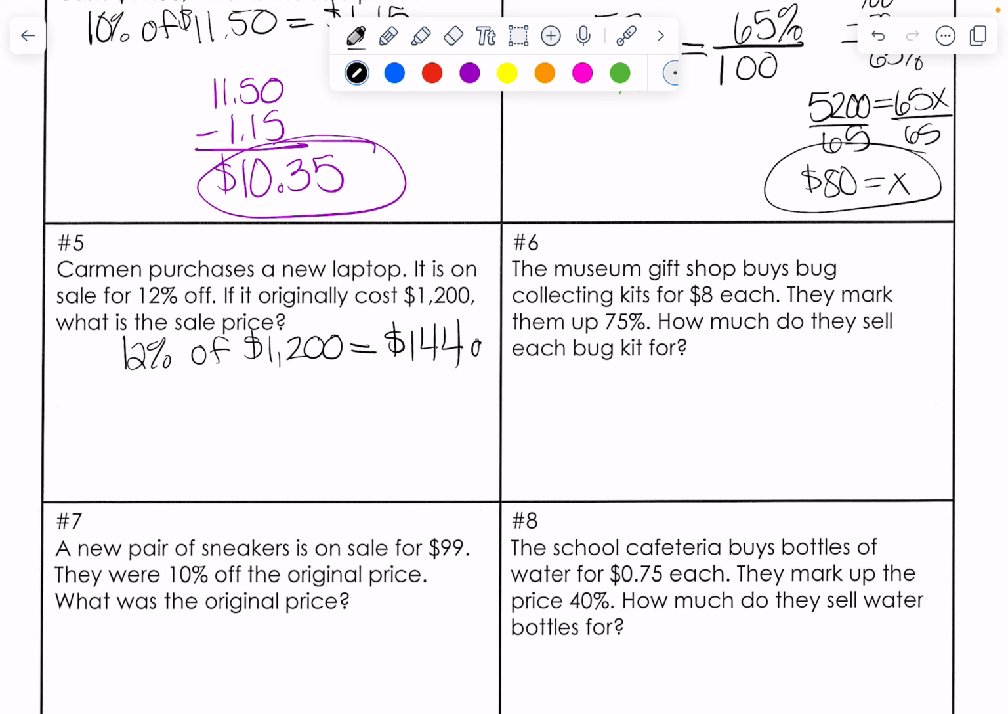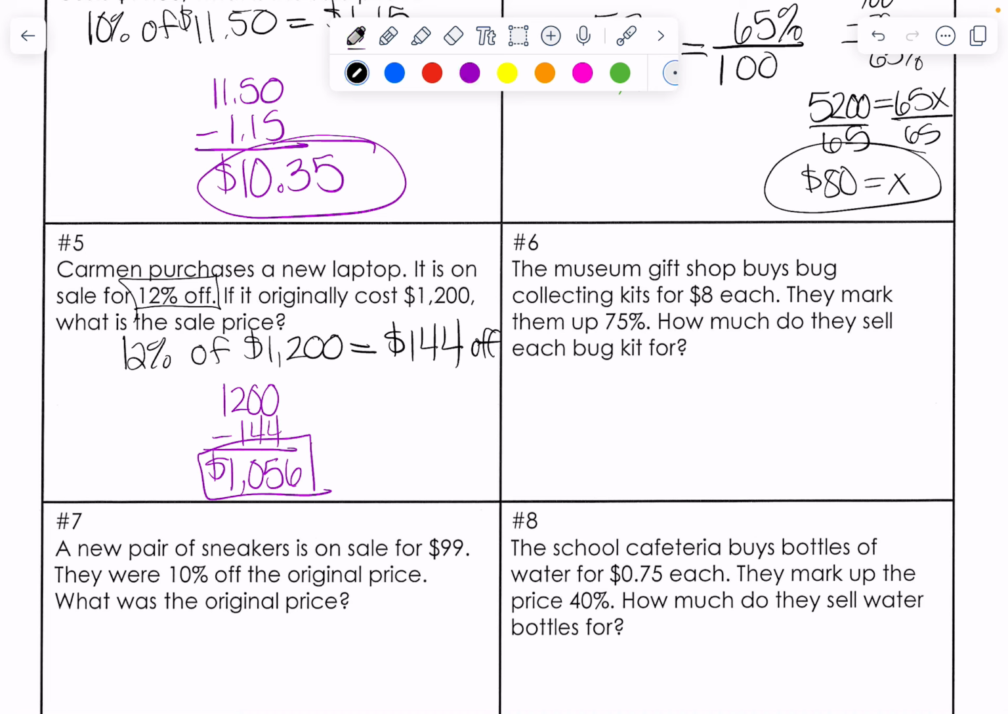That tells us we're getting $144 off because it's on sale. So then now I need to subtract that from my original price to figure out what the sale price is. So that leaves me with $1,056.